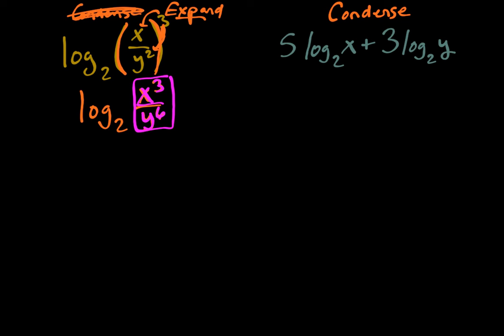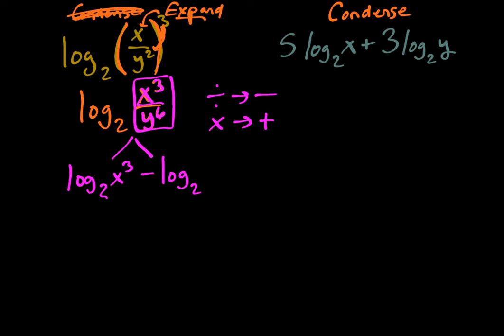So we're dividing, which means if we're expanding, we want to make division become subtraction. So division always becomes subtraction when we're expanding, and multiplication becomes addition when we're expanding. So since these are dividing, they're going to split up into 2 by subtraction. So it's going to become log base 2 of the top, which was x to the third, minus log base 2 of the bottom, which was y to the 6.